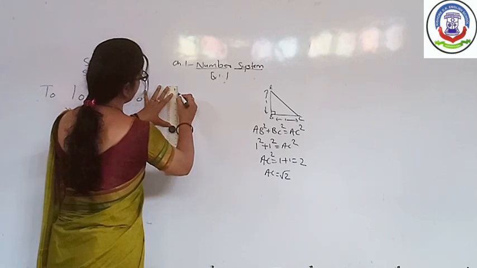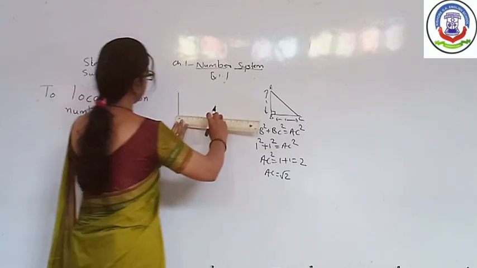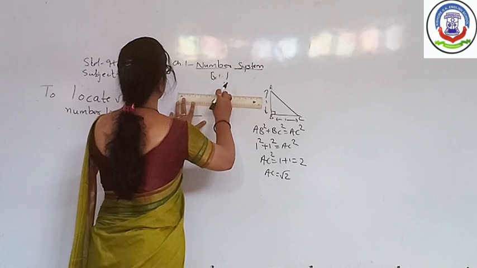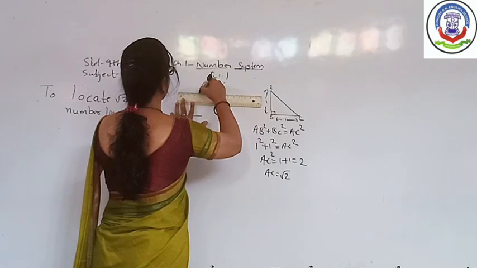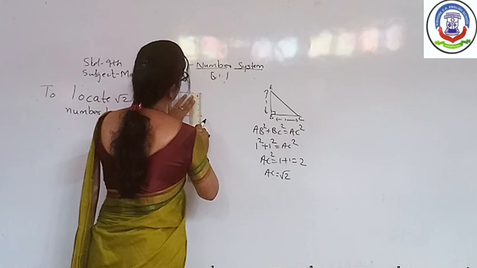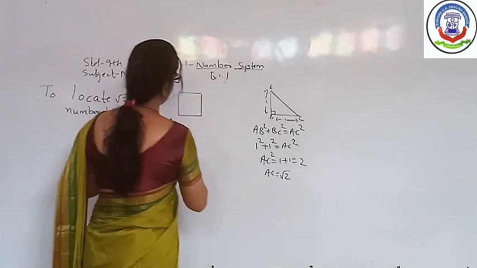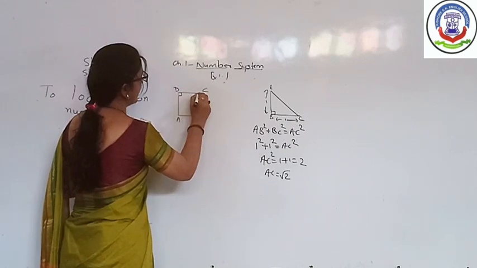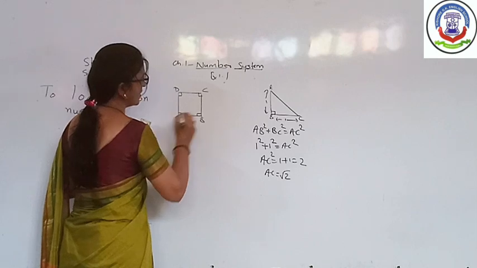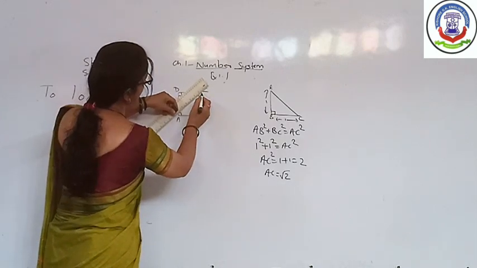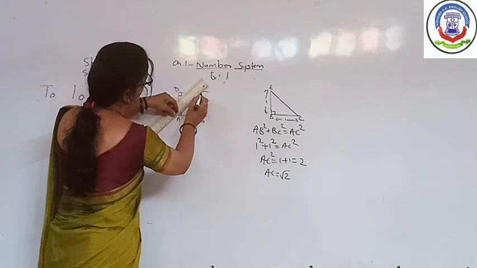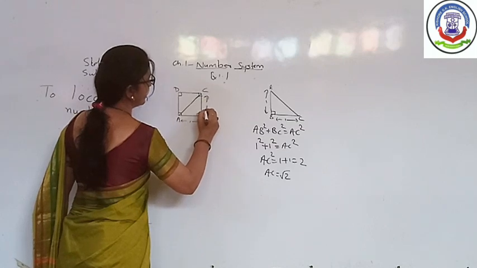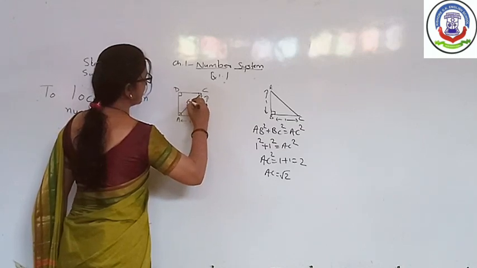For that we will discuss the example of a square. ABCD is a square. All angles are right angles. All sides are congruent. Draw diagonal AC. This is 1 unit. This is also 1 unit. So the measure of this diagonal is square root 2.